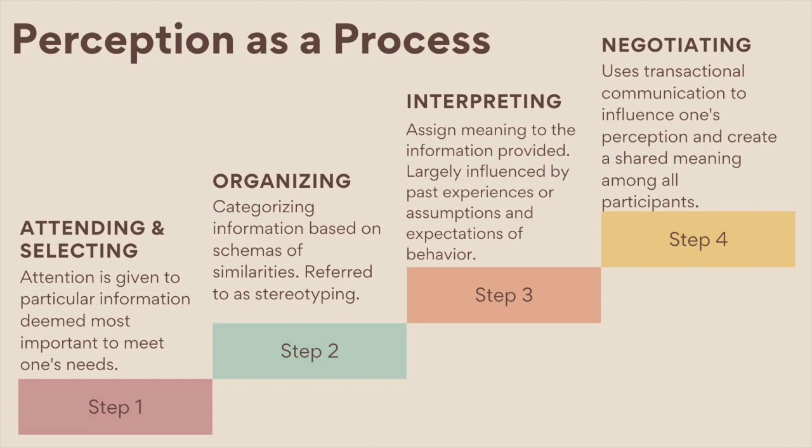Perception is defined as the process of selecting, organizing, interpreting, and negotiating the information presented to us. When selecting information, we choose particular information that we deem most important. We organize and interpret the information given to us in schemas of similarities and assign meaning to the information based on our past experiences or assumptions and expectations of the behavior. Once we have a good understanding of the information given to us, we start to negotiate that information through transactional communication to influence one's perception and create a shared meaning among all participants.